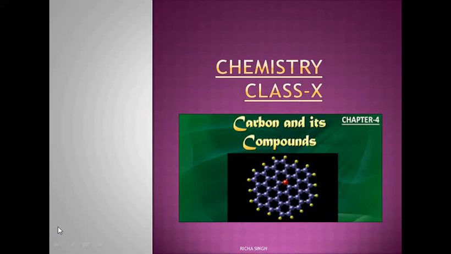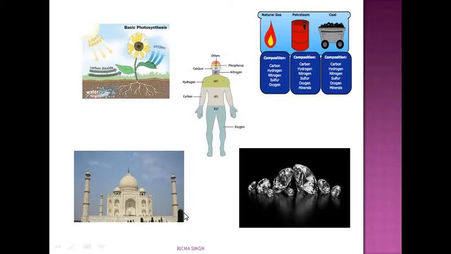There are more than 100 elements in the periodic table, but then also why are we studying carbon? It can be any element. So the reason for studying carbon is that it is a very important element. For plants, it is there in the form of carbon dioxide that is required for photosynthesis. In the human body, about 18% of our body consists of carbon. Different fuels like natural gas, petroleum and coal all contain carbon.